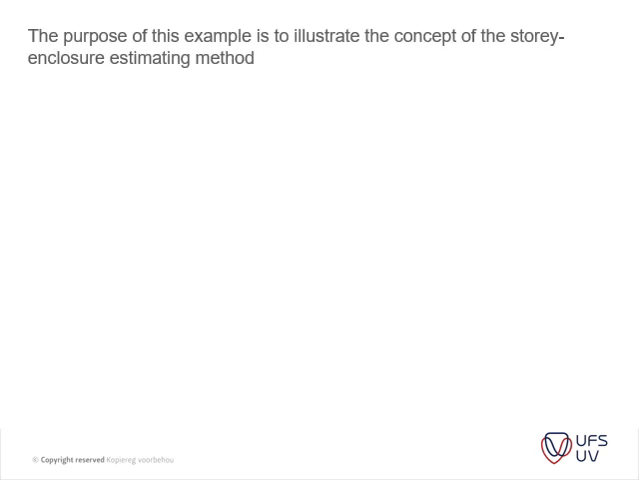Okay, so the purpose of this example is to illustrate the concept of the story enclosure method. So we look at our building. As you can see, it's obviously been designed by a QS again. It is a square rectangle building, 9 by 9 meters square on plan, and it has an elevation of 2.4 meters.